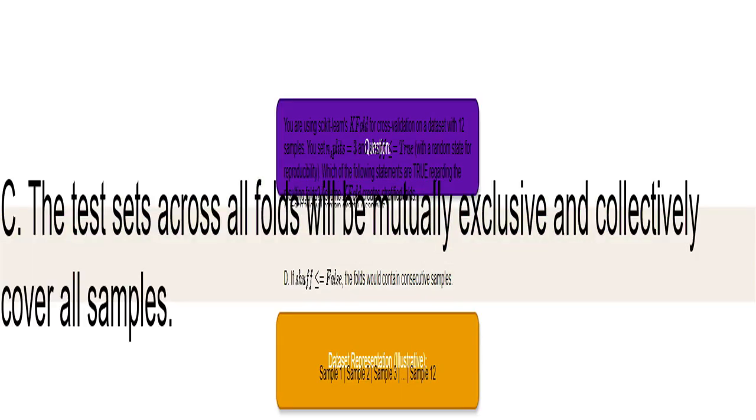This is true. The test sets will have no samples in common, and every sample in the original dataset will appear in exactly one test set. That's how KFold works. This is also true. If you don't shuffle your data before splitting, "shuffle" equals false, the folds will simply be consecutive chunks of your data. So, the first fold would get the first few samples, the second fold the next few, and so on.